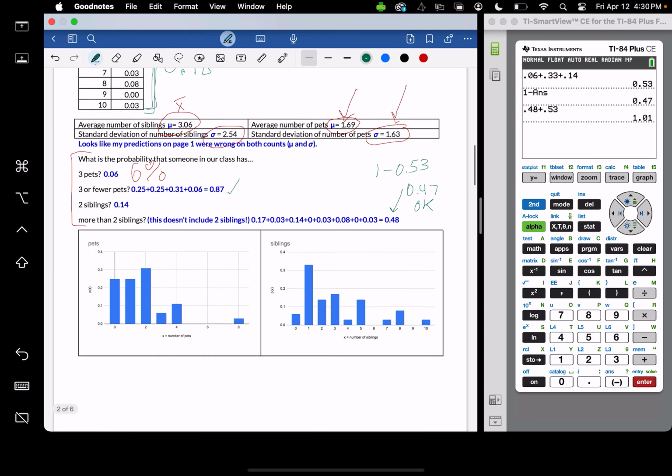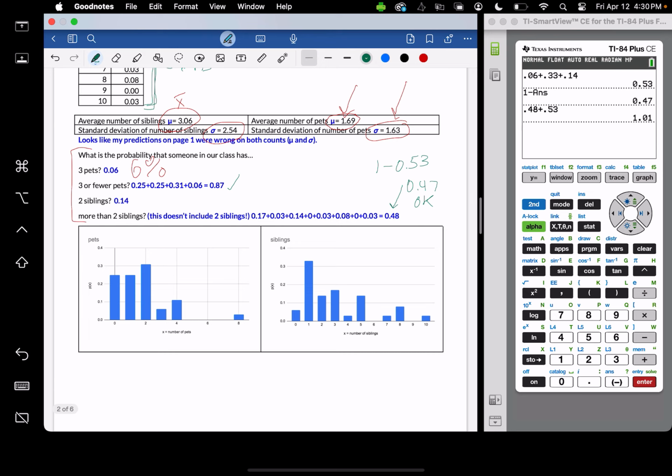Let's continue and look at the graphs here. This is really nice to have a visual. This is the relative frequency graph or the probability graph. And you can sort of see here that there's more variation in siblings. It's a little bit more spread out, and pets are a little bit more clustered together here.